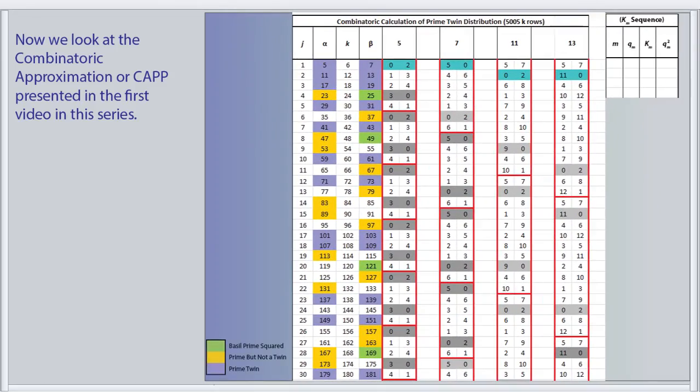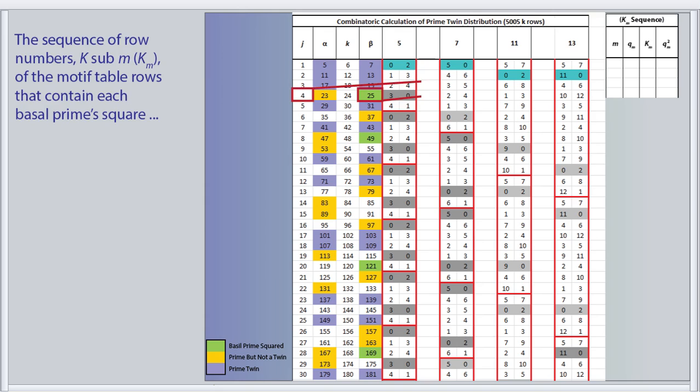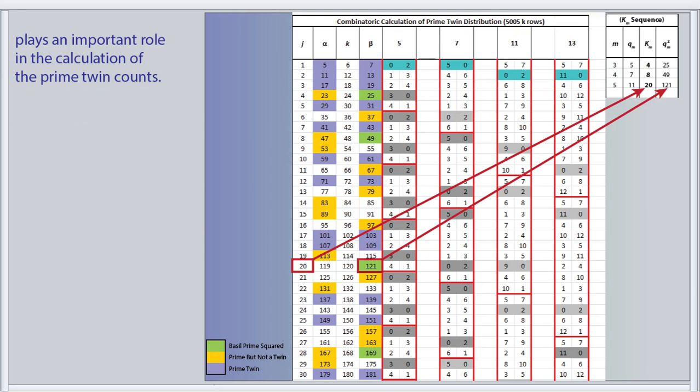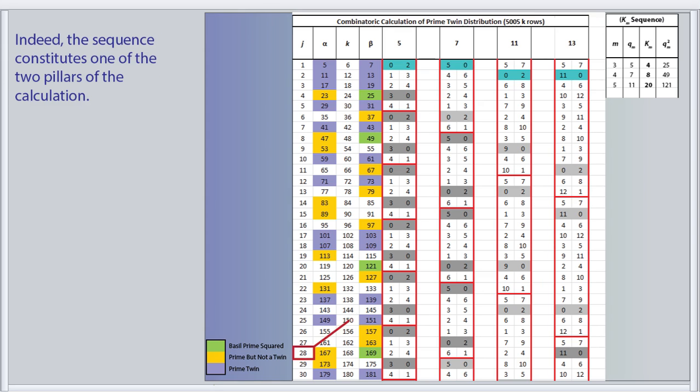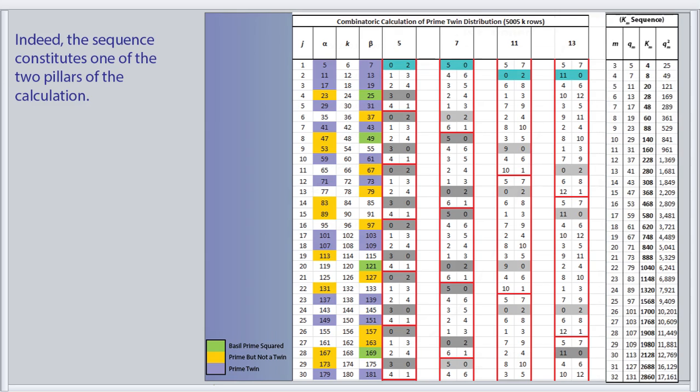Now we look at the combinatoric approximation, or CAP, presented in the first video in this series. The sequence of row numbers, k sub m, of the motif table rows that contain each basal prime square plays an important role in the calculation of the prime twin counts. Indeed, the sequence constitutes one of the 2 pillars of the calculation.